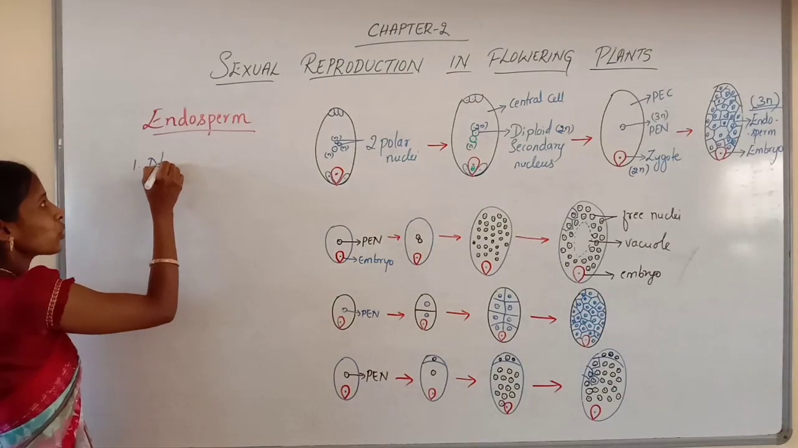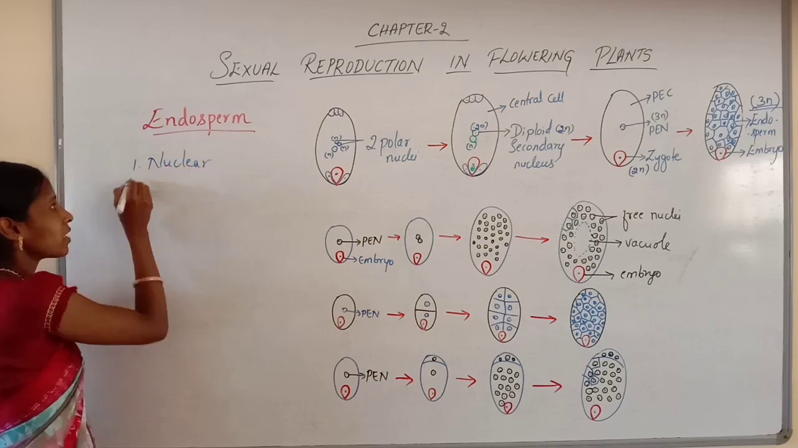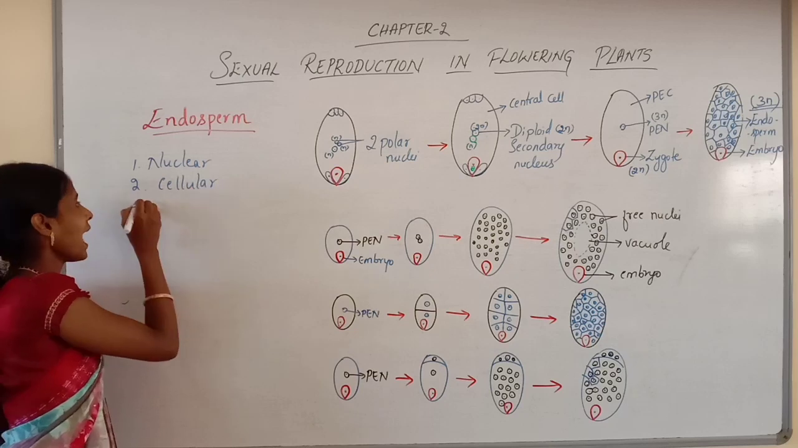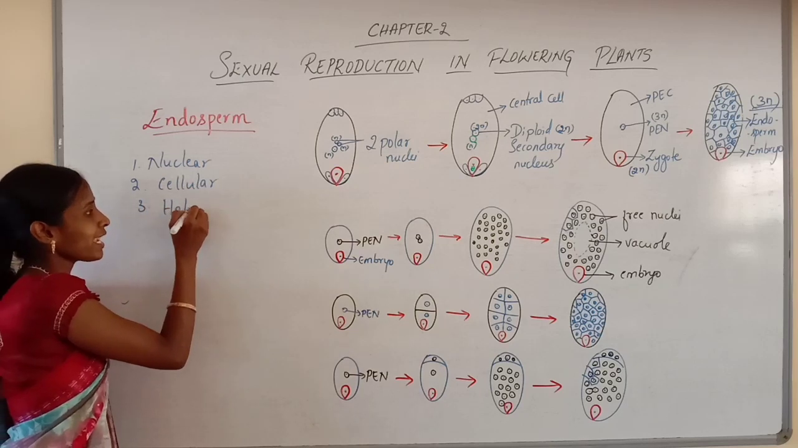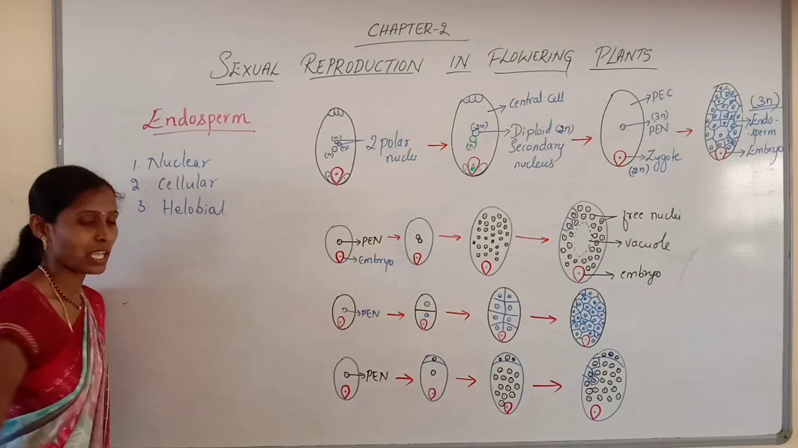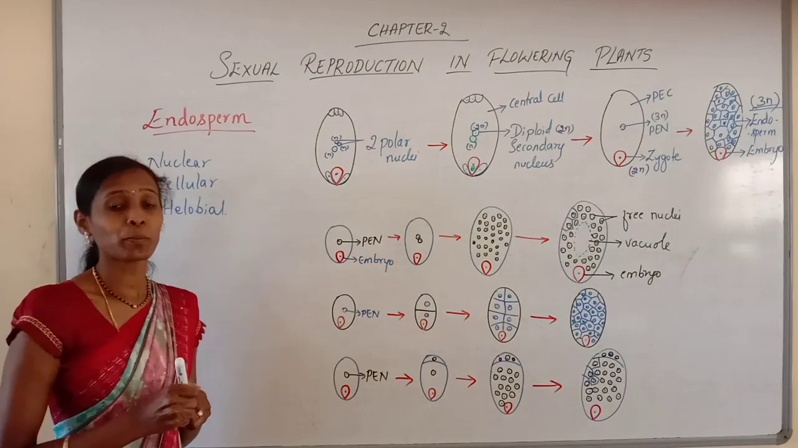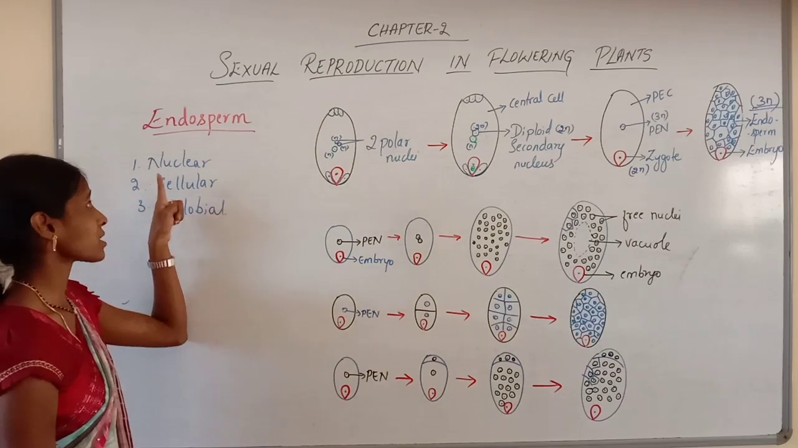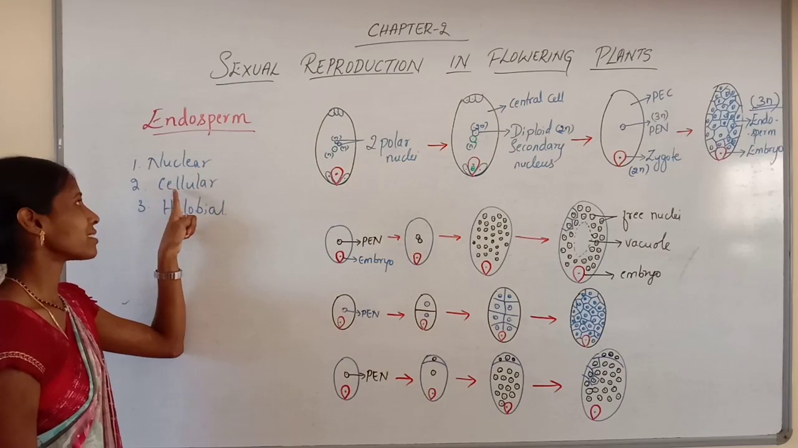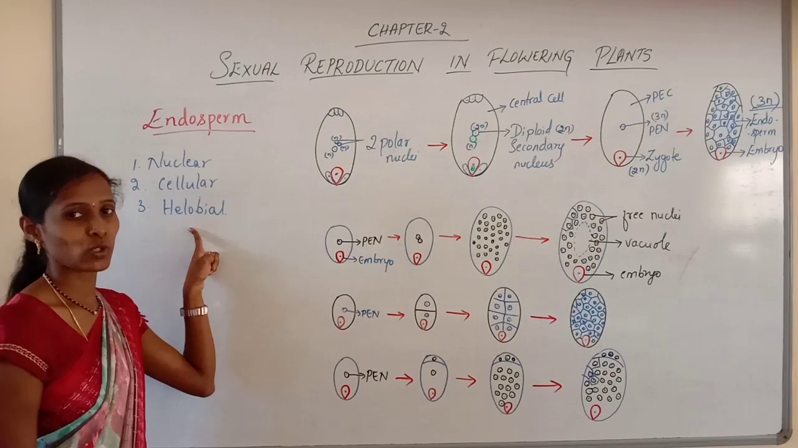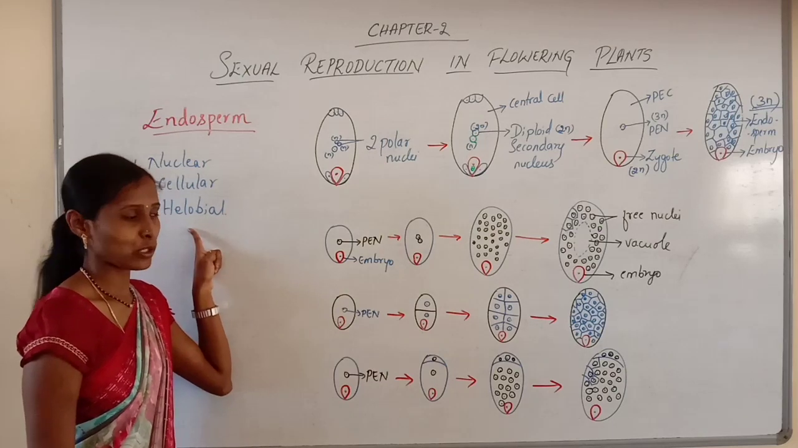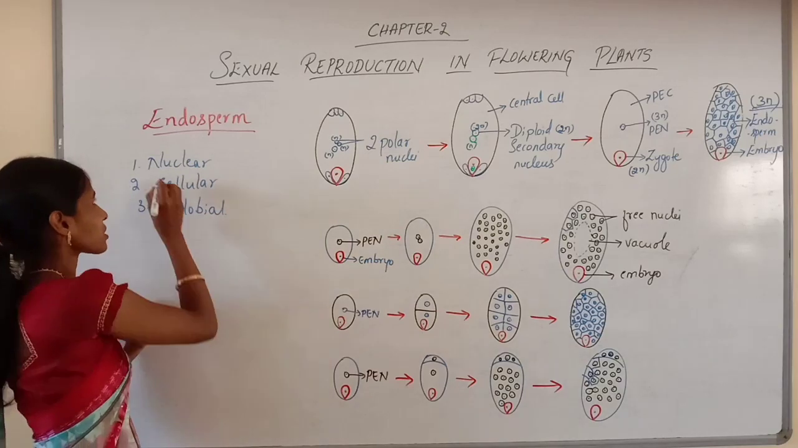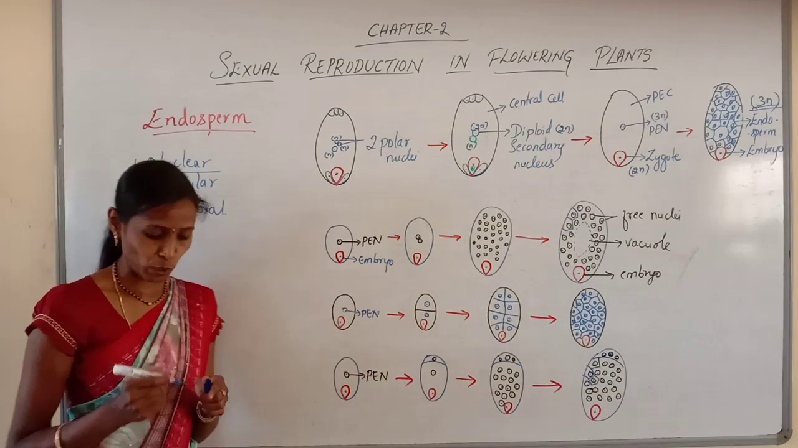One is nuclear endosperm. The second type is called cellular endosperm. And the third type is called helobial endosperm. I told you, depending upon the mode of its formation, endosperm is mainly of three types: nuclear endosperm, cellular endosperm, and helobial endosperm. Let us discuss one by one in detail. So firstly, we need to discuss the nuclear endosperm.